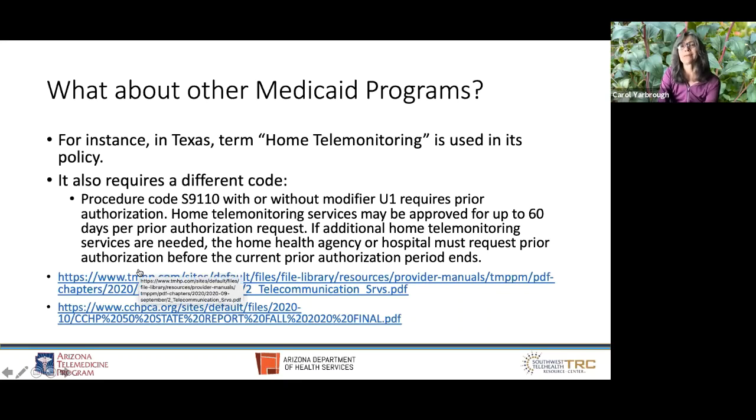What about other Medicaid programs? Well, my friend in Texas asked a question about different codes. I had no idea this even existed. And so I'm doubly and triply thrilled that a pre-webinar question had been asked, 3 questions. The term home telemonitoring is used in its policy for remote physiologic monitoring. So it's home telemonitoring, and it's got a different code, S9110. And you need prior authorization. And each time additional home telemonitoring is needed, you need additional authorizations. Here are the URLs to help. And then with that particular thing in Texas.